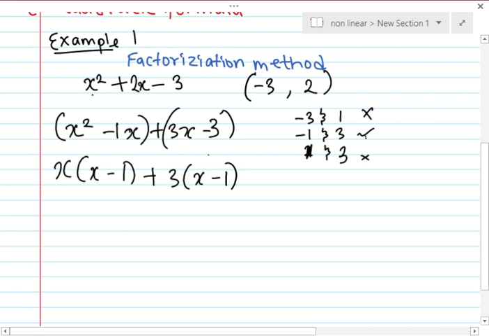So this and this will go together, because they're the same. So we have (x plus 3) times (x minus 1). What we're trying to find here is the root. So this is equal to 0.